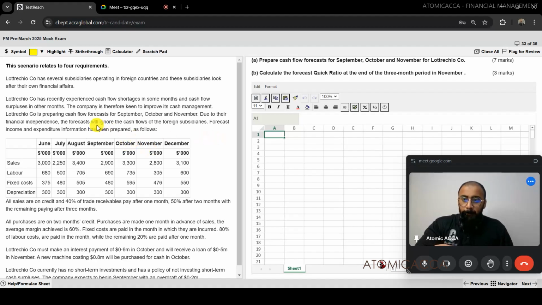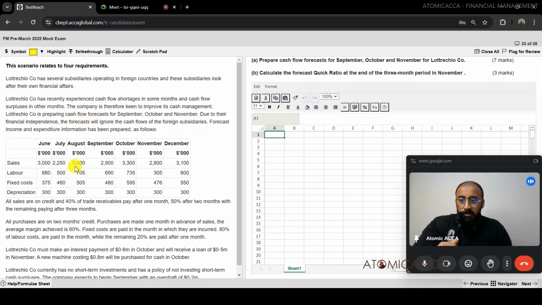So let's start preparing. L company has several subsidiaries operating in foreign countries, and these subsidiaries look after their own financial affairs. So it's a large company in different foreign countries. L company has recently experienced cash flow shortages in some months and cash flow surplus in other months. Company is therefore keen to improve its cash management. L company is preparing cash flow forecast for September, October, November. Due to their financial independence, forecast will ignore the cash flows of the foreign subsidiaries. Okay, so this is only about that L company.